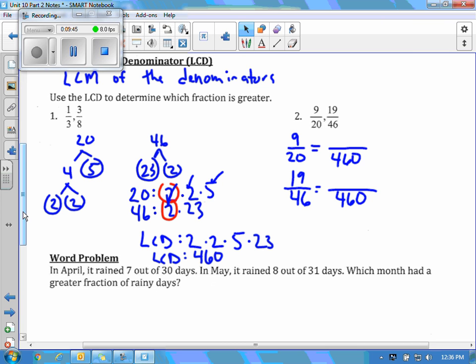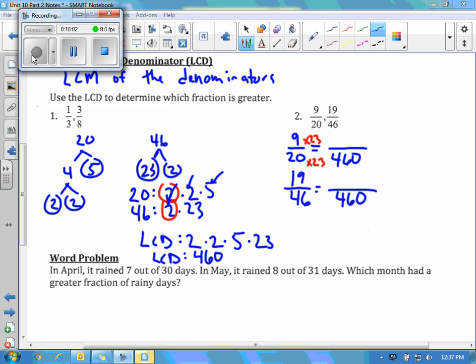So for 9 over 20, I need to decide 20 times what gives me 460. So I know that 20 times 23 gives me 460. So I'll also do 9 times 23, which will give me 207. Then I need to say 46 times what gives me 460, which is just 10. So I have to do 19 times 10, which gives me 190. So that I know from comparing these that 9 over 20 is the greater fraction.